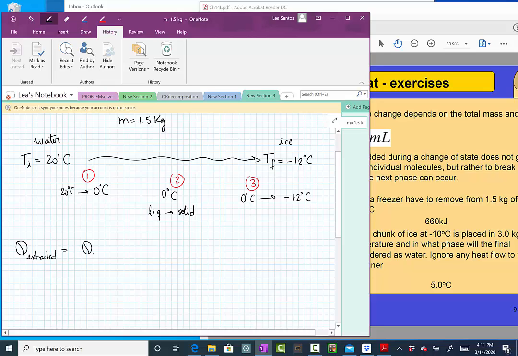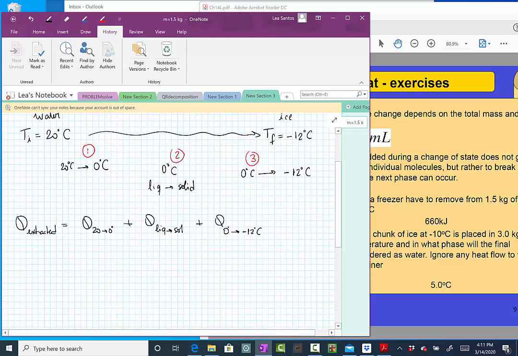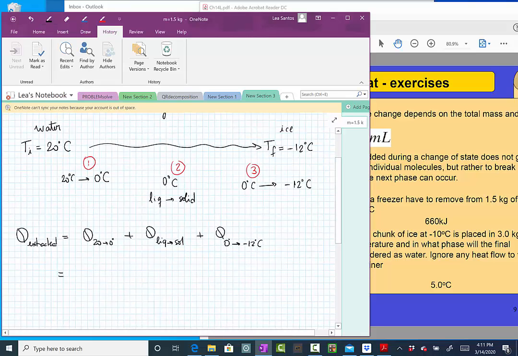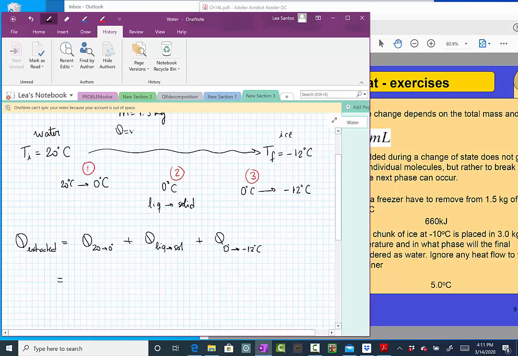Well, it is the Q to go from 20 to 0, then the Q for changing phase from liquid to solid, and then finally the Q to go from 0 all the way to minus 12. Let's write this down. The mass is 1.5 everywhere, the mass that we started with. There are two different equations that we can play with: Q equals mcΔT and Q equals mL. Let's see which one is appropriate for each case.